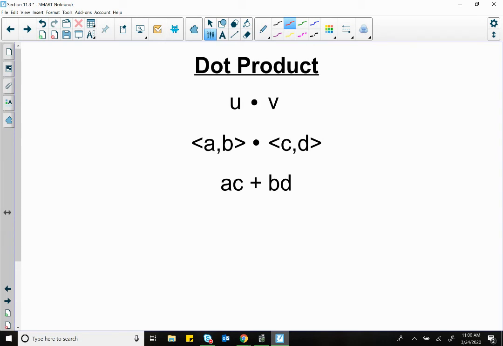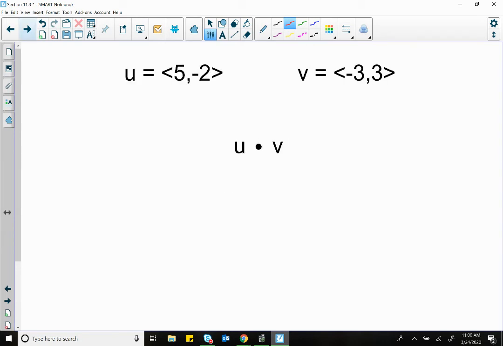So in this next one, here they have given you vectors. Sometimes they will give the vectors to you in unit vector format. So they might say 5i plus negative 2j.